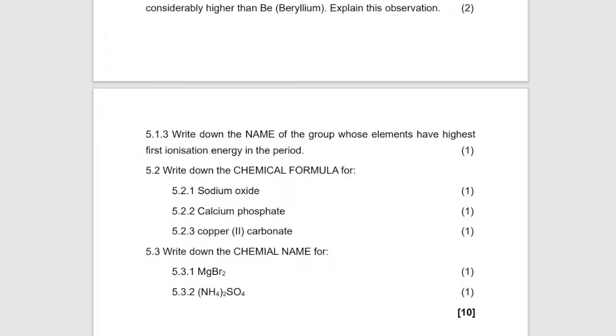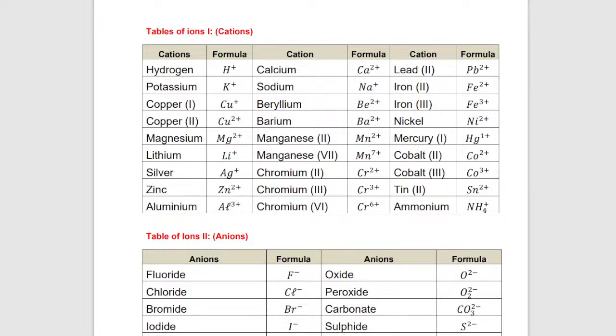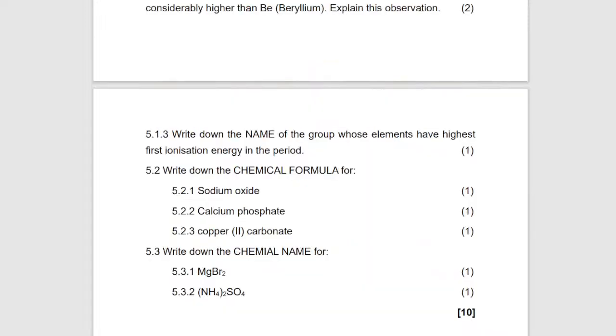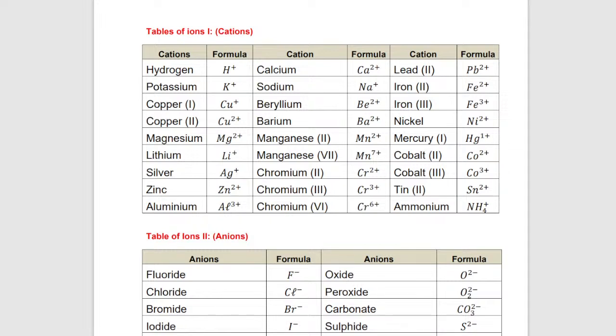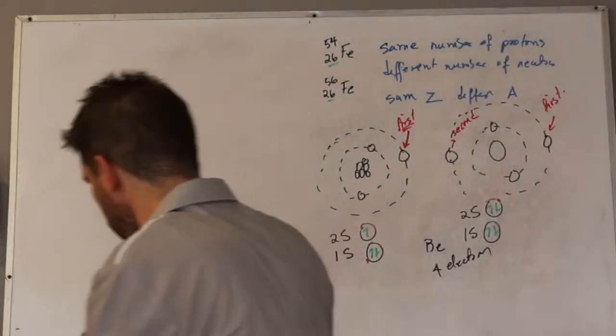Okay, this question says write down the chemical formula of sodium oxide, calcium phosphate, and copper 2 carbonate. For this one, we need the table of ions, which I have here. This is the table of ions. The first one was sodium oxide. So you come here, you look for sodium, which is a positive ion, and then you're looking for oxide, which is a negative ion. So let's do sodium oxide, which is here.